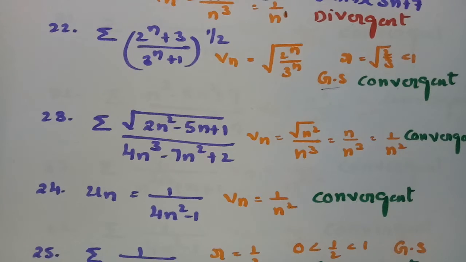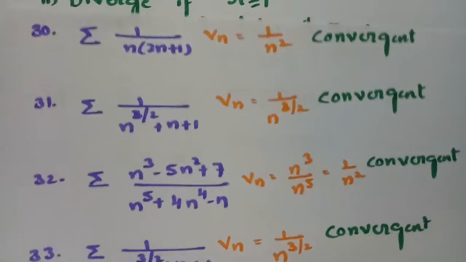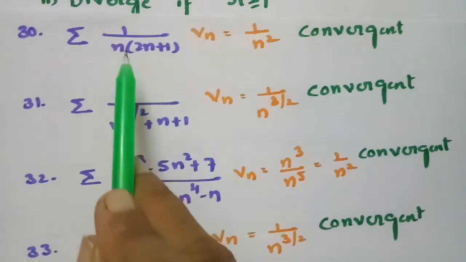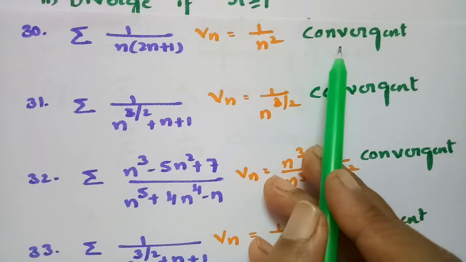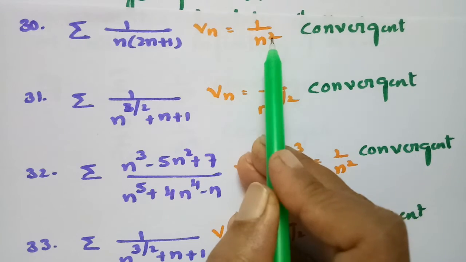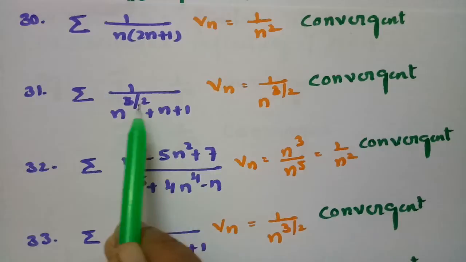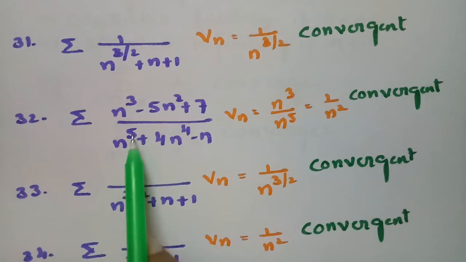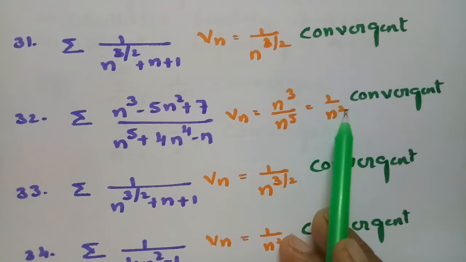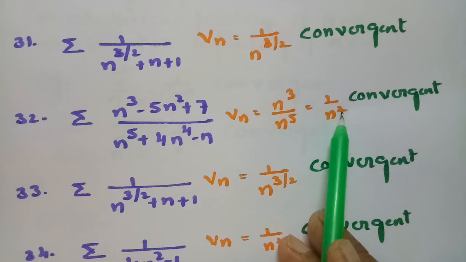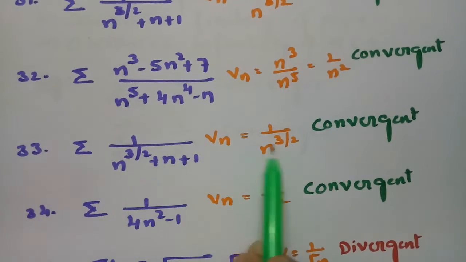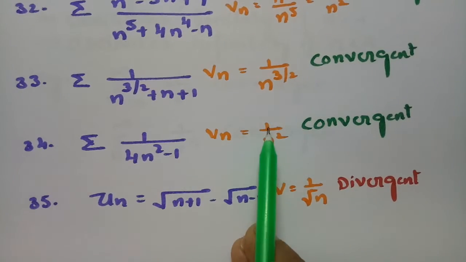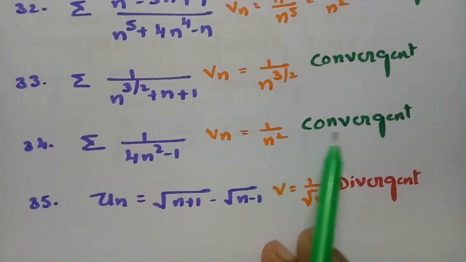So all the questions in the textbook, I made a video. See here, Vn is equal to 1 by n square, with 2 n's in the denominator. So 2 is greater than 1, convergent. And in this case, n power 3 by 2, convergent. This is n cube and this is n power 5. If I cancel, this is n square, which is greater than 1, convergent. And this is also n power 3 by 2, which is greater than 1, convergent. And in this case also we have to choose Vn as 1 by n square, convergent.